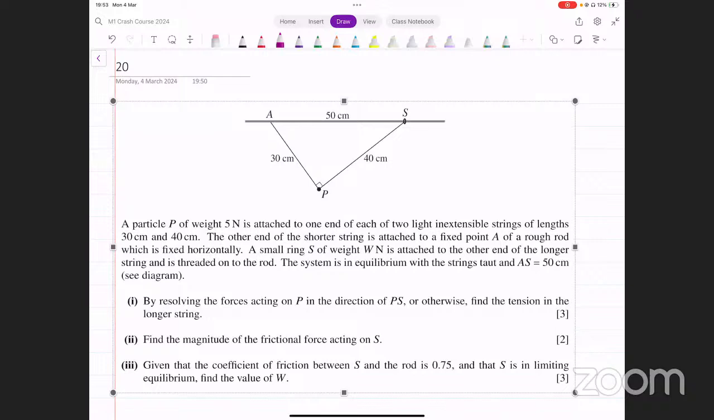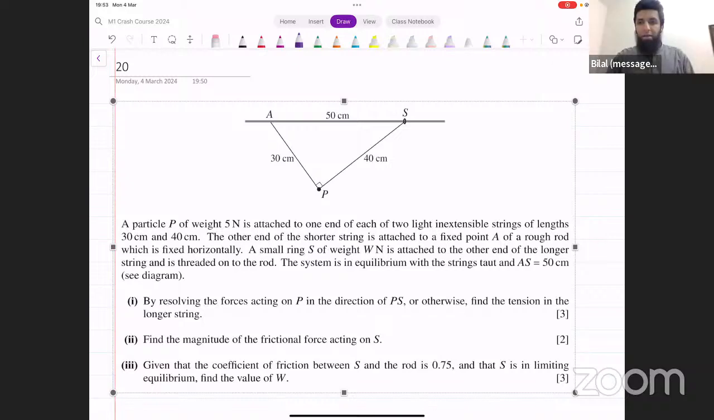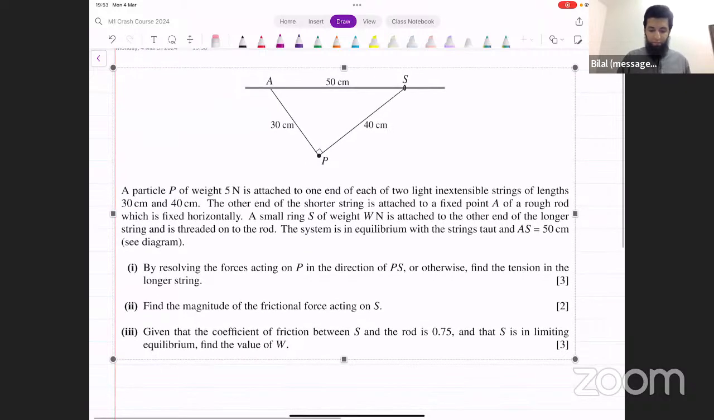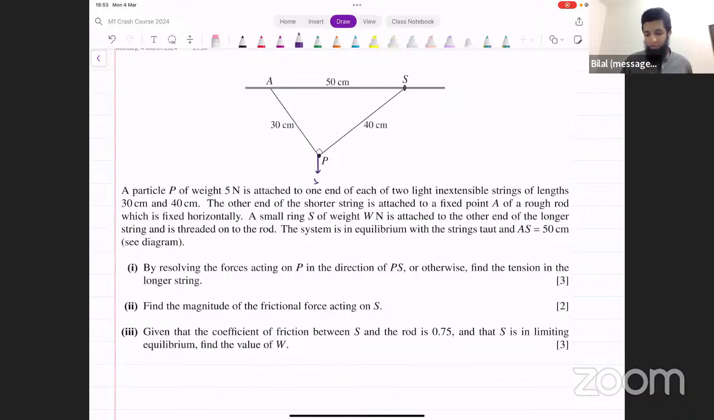Okay, so I hope you have read the question now. Let's have a look at this. So it says a particle P of weight 5 Newton is attached to one end of each of two light inextensible strings of length 30 centimeters and 40 centimeters. So we have a particle of weight 5 Newton here. So the weight acting downwards is 5 Newton. We have the length given. You can see all of that information on the diagram.